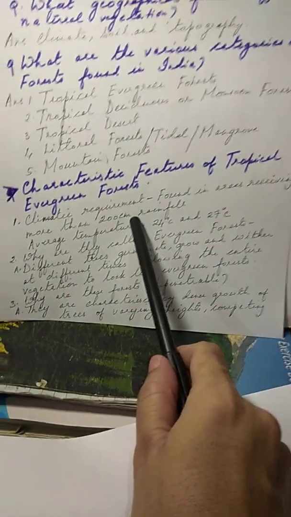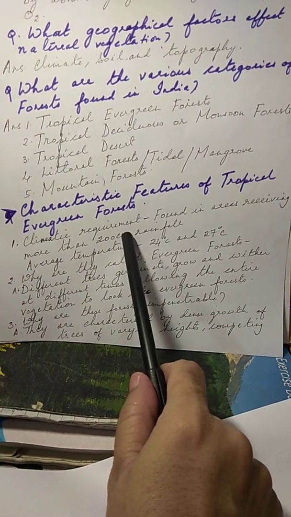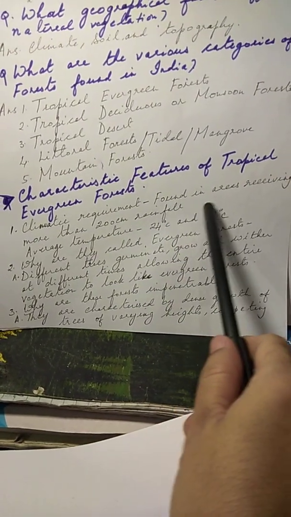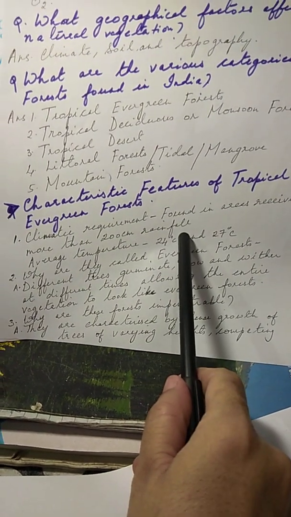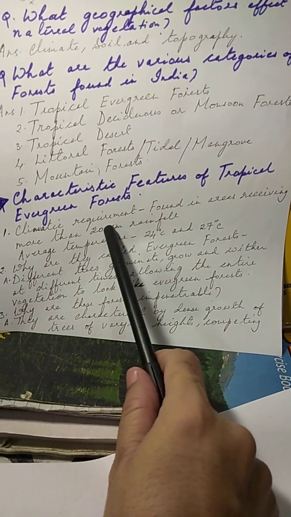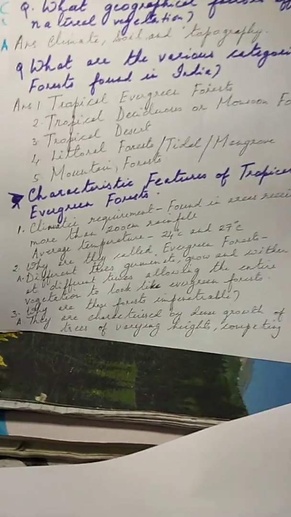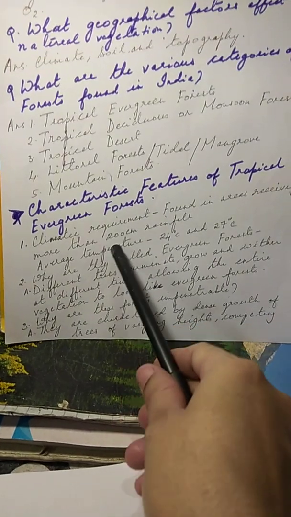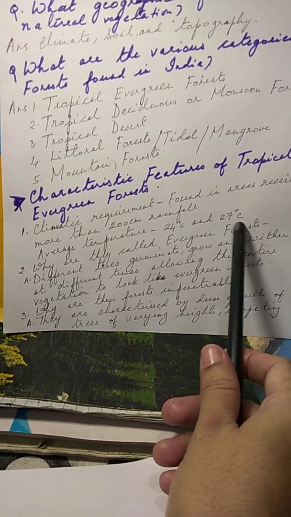We will study them under separate headings. First, the climatic requirement of this kind of forest, which is called as the tropical evergreen forest or the rainforest. Number one, they are found in areas receiving more than 200 centimeters of rainfall. Remember, this kind of forest has been named as a rainforest because rainfall actually governs the good growth of this vegetation which is found in these areas. Then the average temperature is between 24 degrees Celsius and 27 degrees Celsius.